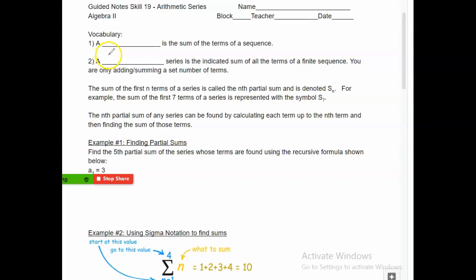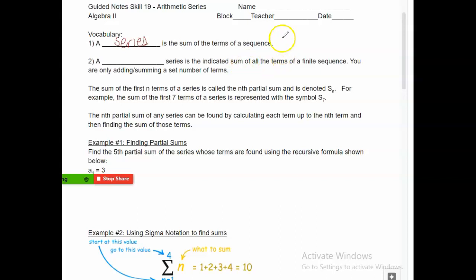Arithmetic Series. So we know that arithmetic is like adding, when there's a pattern that you're adding. But we need to talk about what a series is. So a series is the sum of the terms of a sequence.